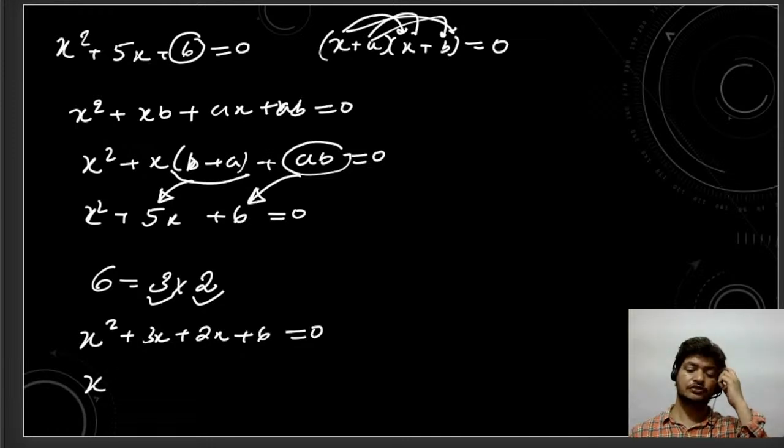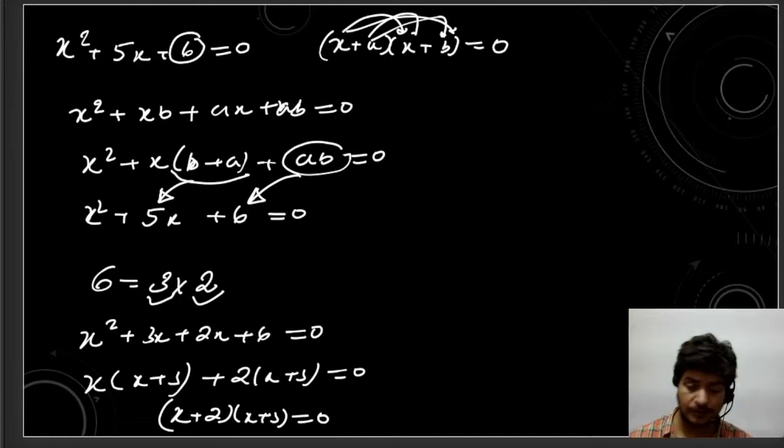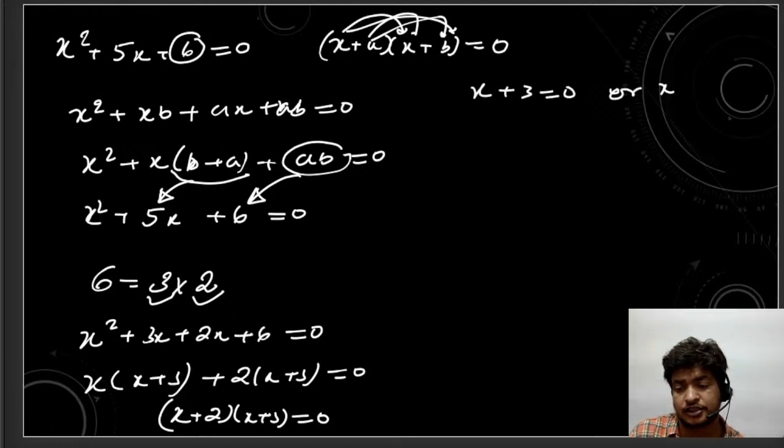अब मैंने क्या किया, x कॉमन ले लिया, x प्लस 3 हो गया, 2 कॉमन ले लिया, x प्लस 3 हो गया. You will get it equal to 0. So value आ गई (x plus 2) multiply with (x plus 3) that is equal to 0. अब इसके बाद वाले स्टेप्स इंपॉर्टेंट हैं. Steps क्या है? x plus 3 should be equal to 0 or x plus 2 that is equal to 0.